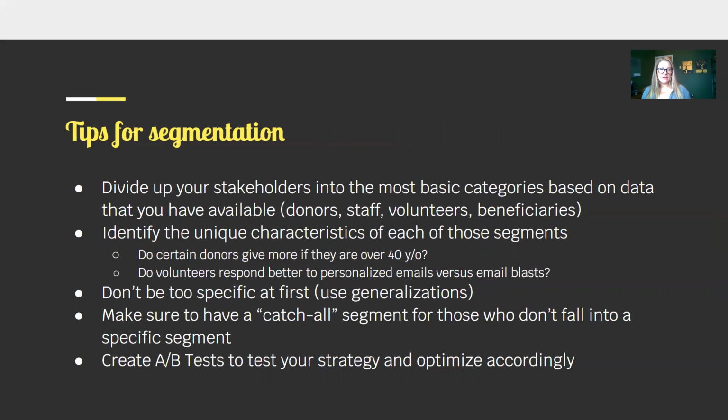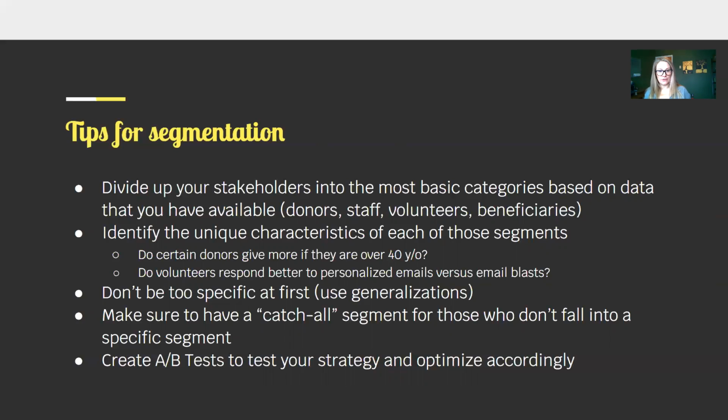That being said, here are some general tips for segmentation. First, you're going to want to divide up your stakeholders into the most basic categories. So don't go right into really specific targeted categories because you may find that creates too much work right off the bat. So get them into larger basic categories like donors, staff, volunteers, beneficiaries. These are how they are affiliated with your organizations.